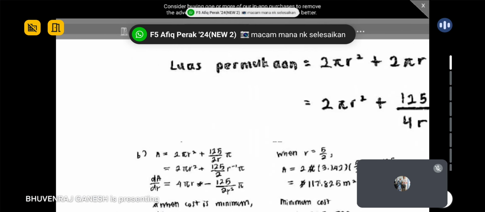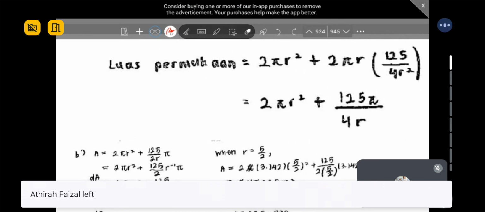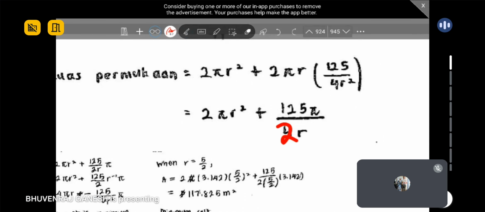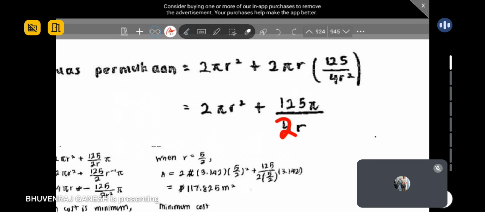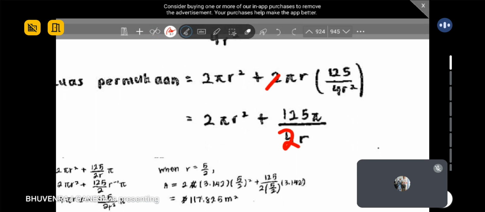dA, yes. Okay, you must do dA over dr. Hey guys, sorry, this one is a mistake. This one is 2 actually. It's a wrong answer. Guys, take note, the answer here is actually 125 pi over 2r. Bahagi 2r because 1, 2 cancel like this.